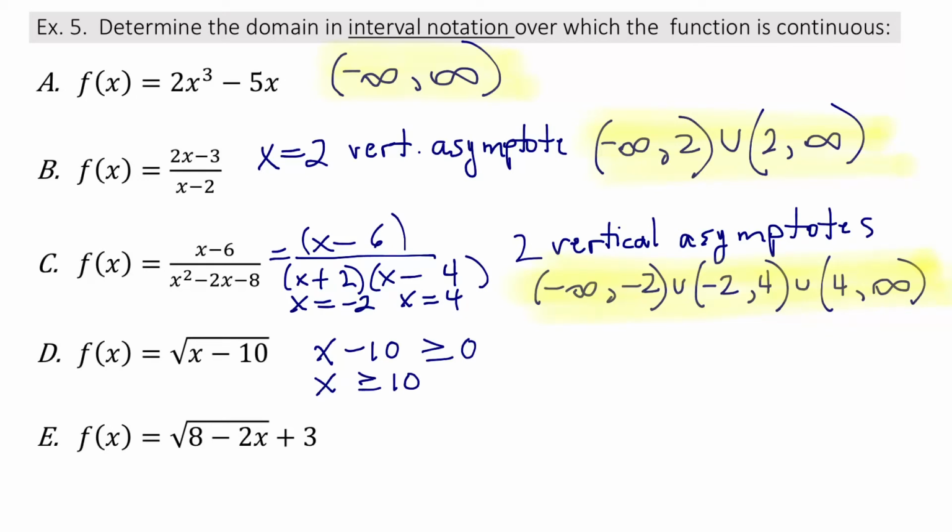So in interval notation, we would use a square bracket for 10, and we go all the way to positive infinity. That's the domain over which this function is defined, and it's continuous over its entire domain. Remember, a square root function has this kind of shape here. It's a smooth curve. So that one's continuous over its entire domain, which is 10 to positive infinity.